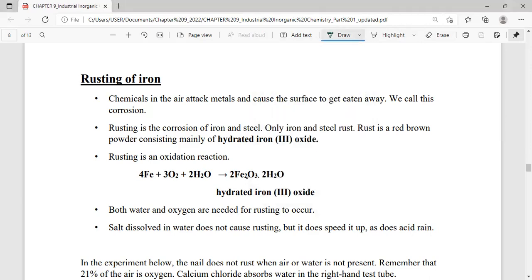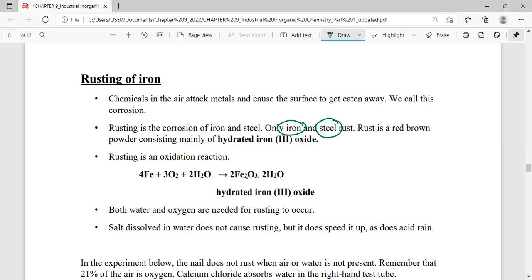Now, rusting is also a type of corrosion, but rusting is specific to iron and steel. Okay, because rust is a chemical compound. So it is not proper to say that copper rusted or magnesium rusted. Iron is the one that will rust. For the other metals, you can use the word corrode.